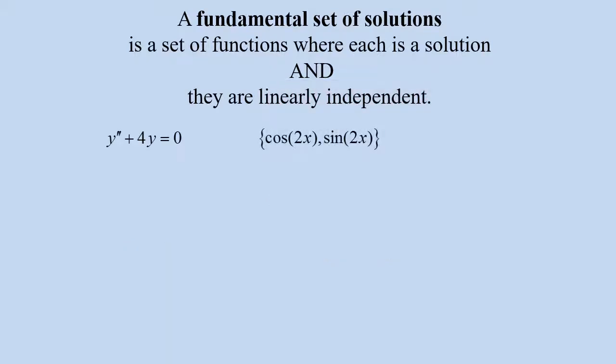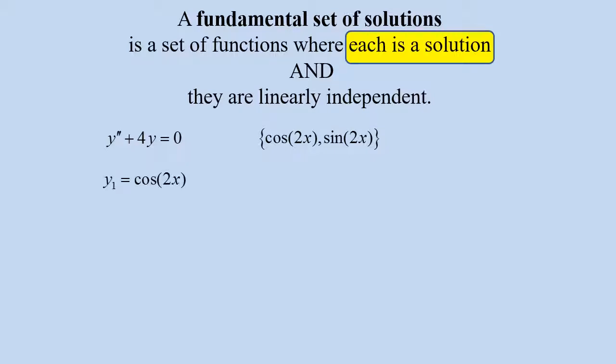So here we have the differential equation y double prime plus 4y equals 0. And we're given a set of two solutions, cosine 2x and sine 2x. So what we want to do is first off determine, are they indeed solutions to that differential equation?